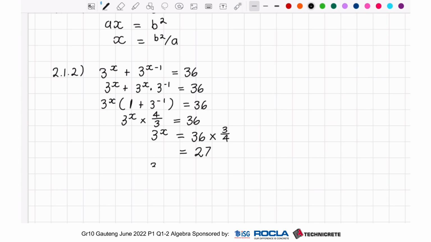Okay, so now I've got 3 to the power of x equals 27. And I can write 27 as 3 cubed. So now I have 3 to the power of x equal to 3 cubed, which means that x must be equal to 3.